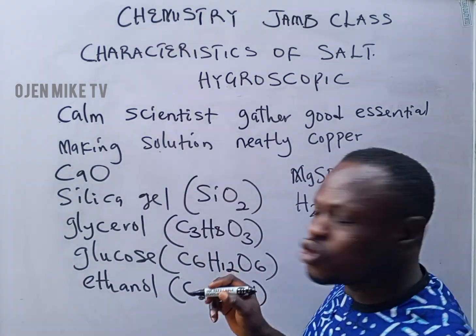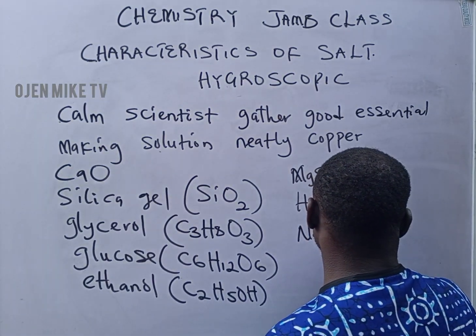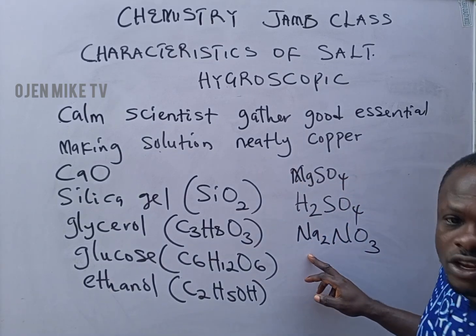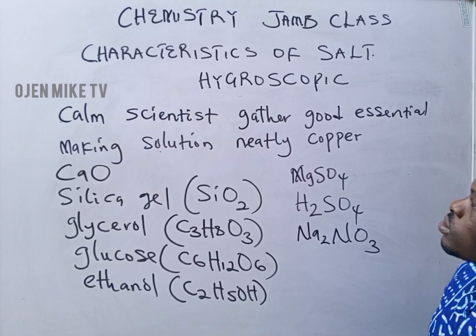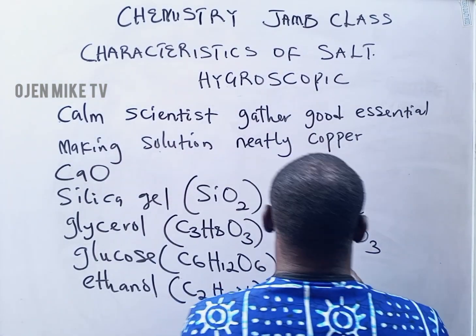The next one is nitrate. Nitrate here stands for sodium nitrate. Sodium nitrate is another good example of a hygroscopic substance. Are you following? The last one is copper sulfate pentahydrate.